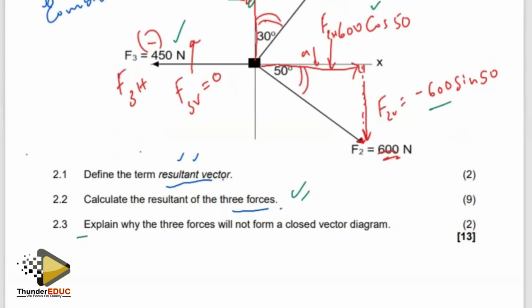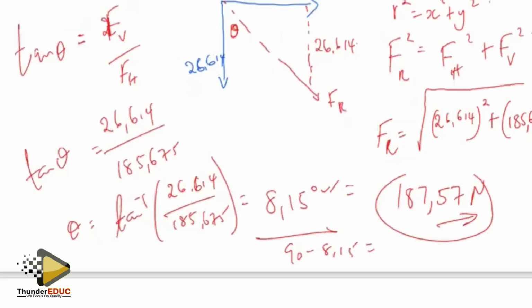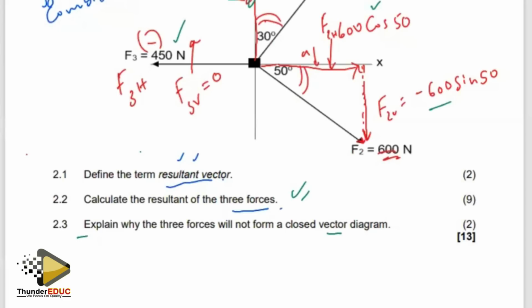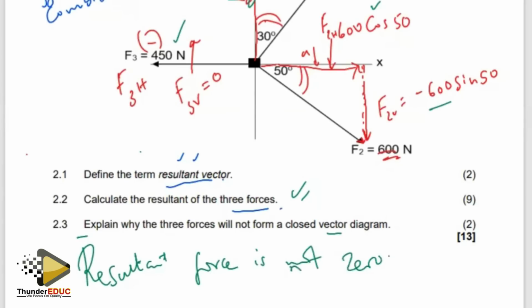Okay, then explain why the 3 forces will not form a closed vector diagram. So for something to give us a closed vector diagram, we know that the resultant force must be equal to 0. But in this case, we've seen that the resultant force is 187, something. So it's not a 0. So what we can say is that the resultant force is not equal to 0. So resultant force is not 0.